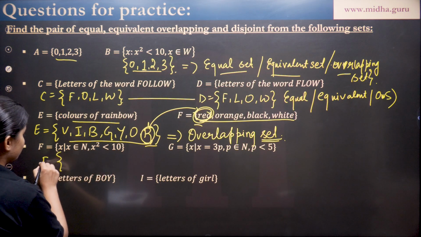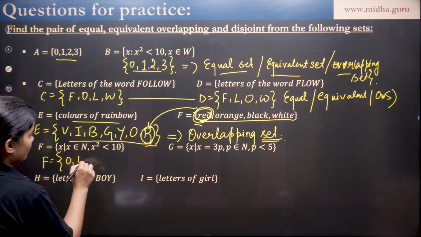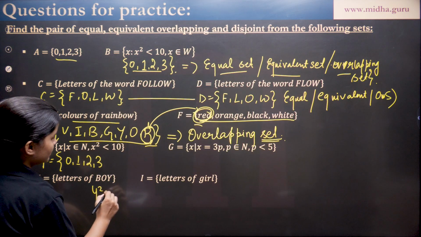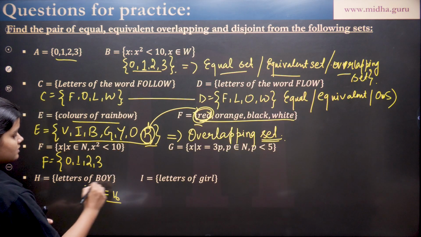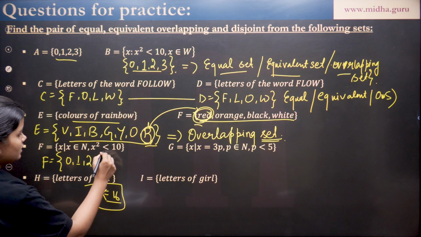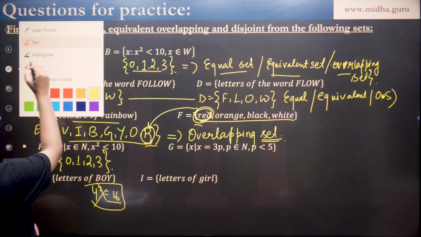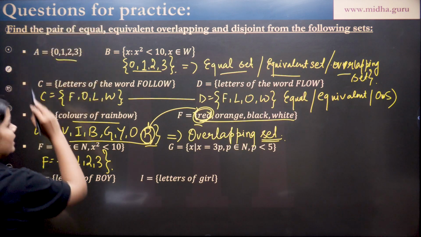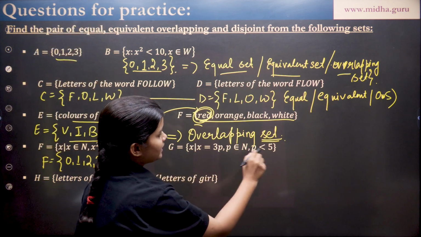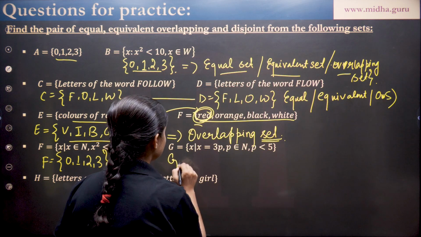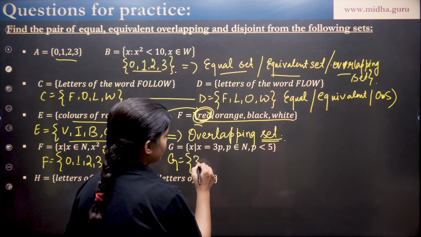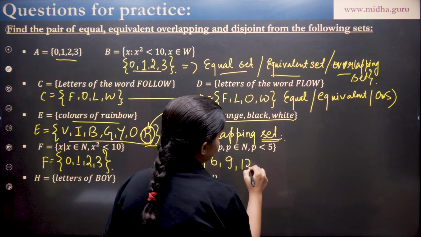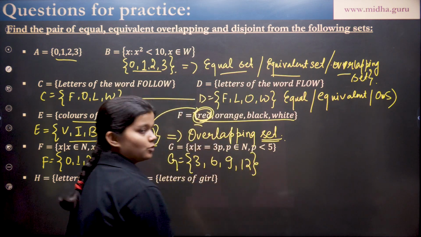Okay, next is x belongs to N and x square is less than 10. So the elements of this set are 0, 1, 2 and 3, because if we take 4, then 4 square is 16, which is not less than 10, so we can take up to 3 only. So 0, 1, 2, 3. Okay, next is x equals 3p and p is less than 5. So this set includes 3p. So 3 into 1 is 3, 3 into 2 is 6, 3 into 3 is 9, 12.